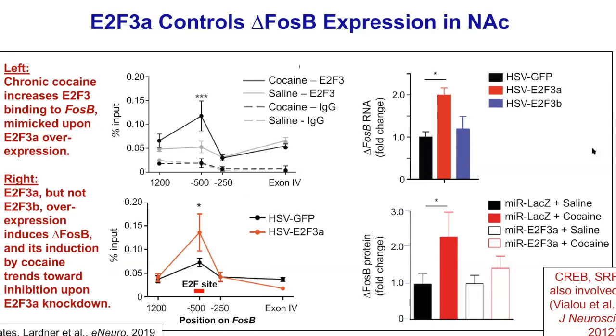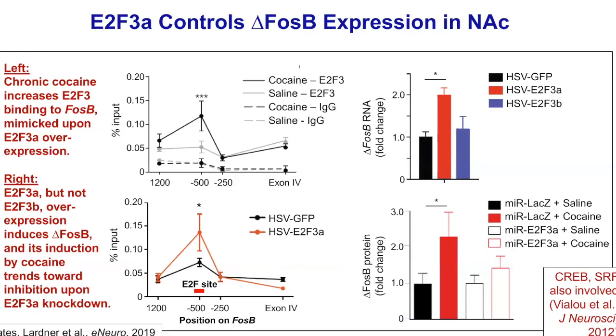Now, the kind of data that I'm showing you in this slide represent the state of the field. This is what people do. They overexpress E2F3A. They knock down E2F3A. We have overexpressed FosB, knocked out FosB. We've manipulated other chromatin modifying factors. But when we manipulate any one of these genes, we're affecting total cellular levels of E2F3A, and it's binding not only to FosB, but probably thousands of other sites in the genome.